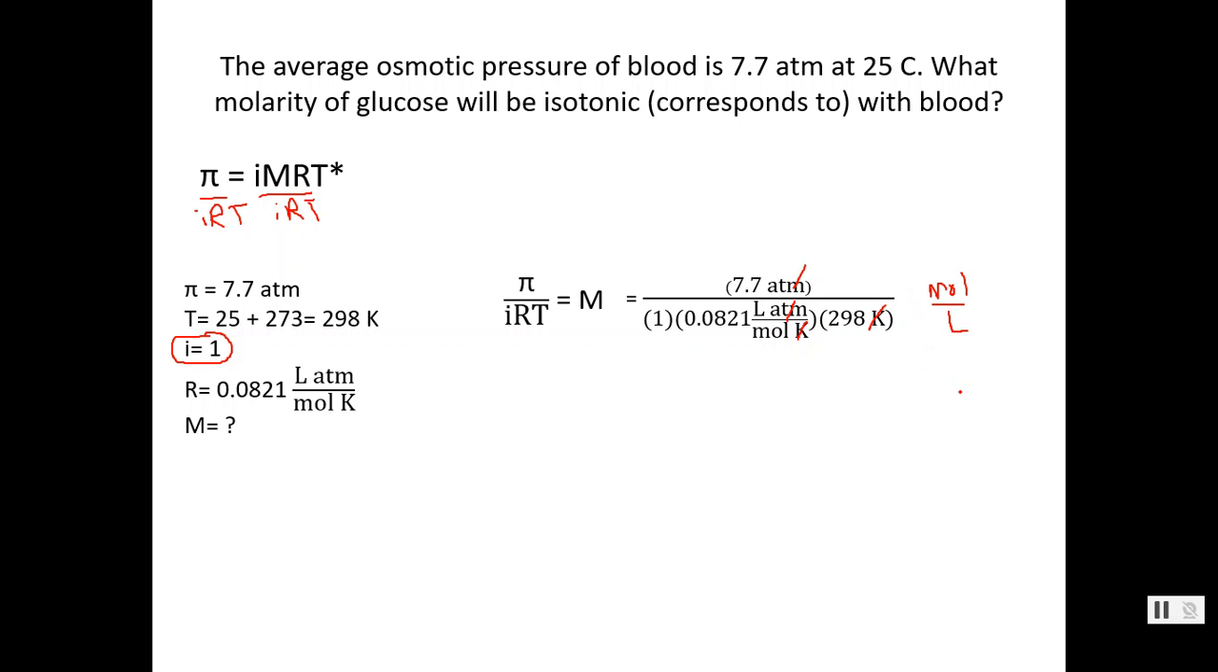And hopefully you remember from the previous chapter that the unit of mole per liter is the unit for molarity. So putting this in your calculator, you should get a final answer of 0.31 molarity. That is the concentration of glucose that would be isotonic, or correspond to the osmotic pressure of blood.